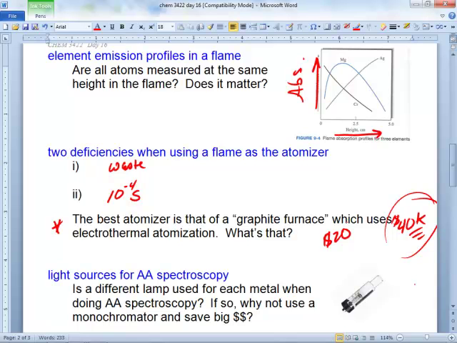So your question is, why use the flame as the atomizer, or why use the graphite furnace? Why do any of this? Why do any of the AA stuff? Good question. We've got a GCMS upstairs, right?